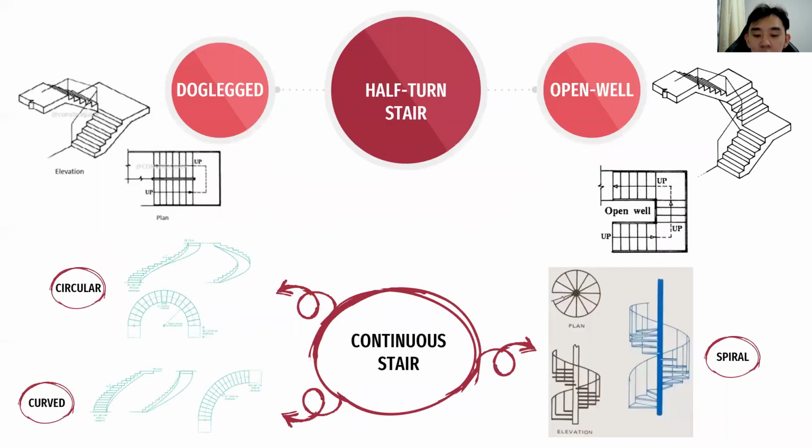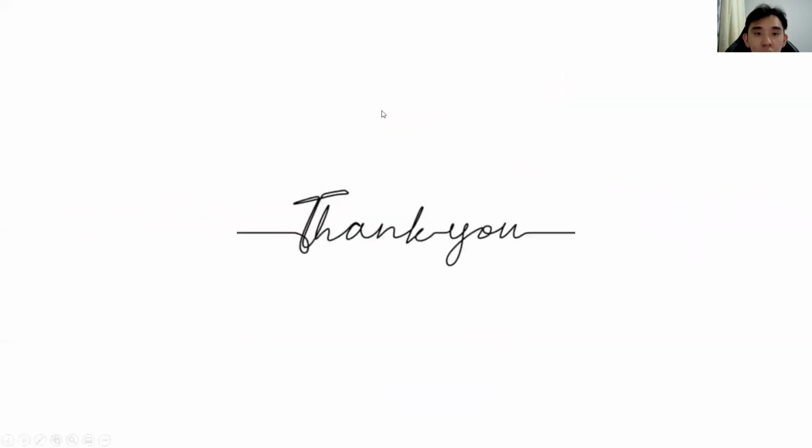Next will be the half-turn staircase. It is also divided into two parts, which are dog-legged and well open. For the continuous stair will be the circular, curved, and spiral staircase.